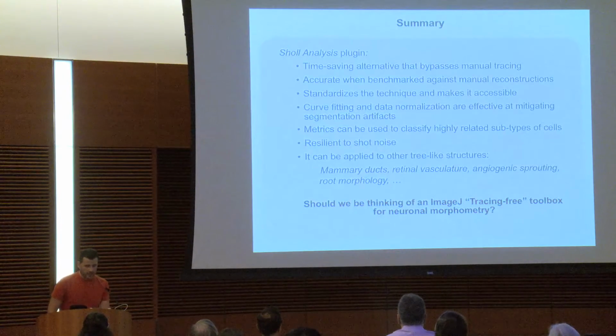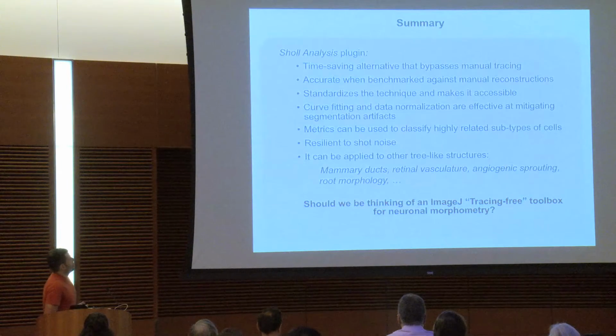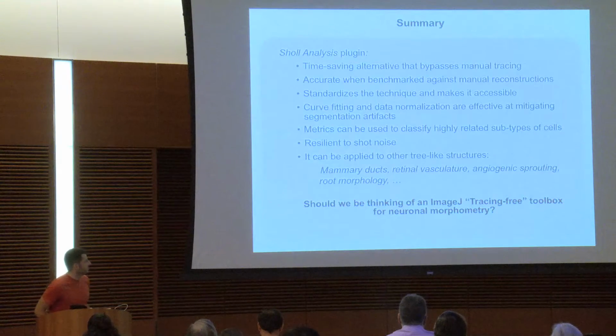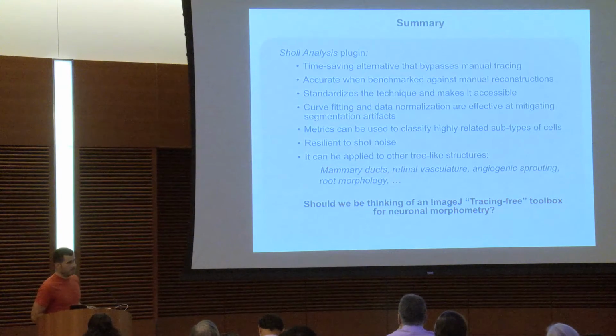And so, as a summary, what we think the plugin accomplishes is that it's a time-saving alternative that can bypass manual tracing. It's accurate when benchmarked against such reconstructions. It standardizes the technique, and I think this is the most important, it makes it accessible to anyone. Curve fitting is effective at mitigating segmentation artifacts. Metrics can be used to classify highly related subtypes, as in the case of probable interneurons I showed you. And I also wanted to point out that it's not only applied to neurons, it can be applied to several structures, and there are good examples in the literature already that use the plugin to do so, such as mammary ducts, retinal vasculature, angiogenic sprouting, root morphology, etc.